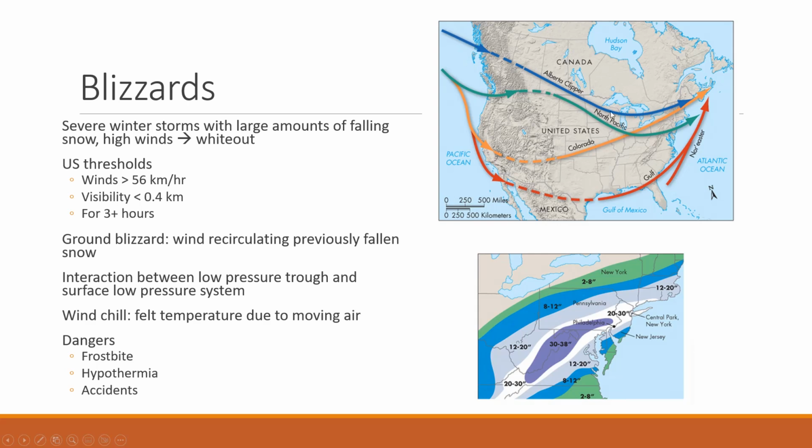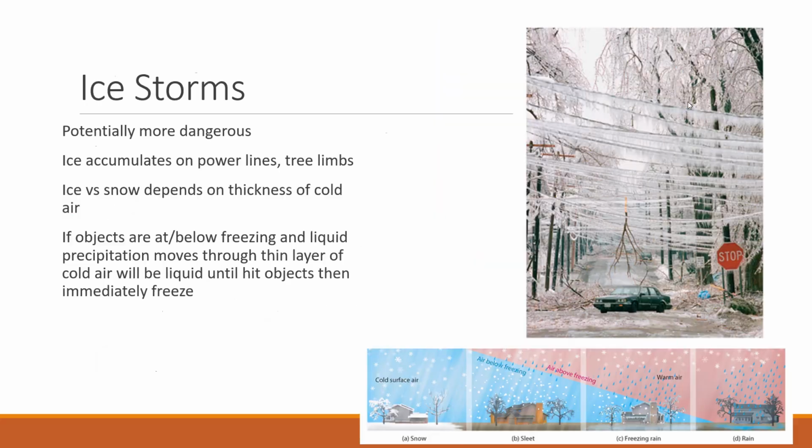But we do have some general names for storms that follow the same pathway. So a nor'easter is a particular storm that follows this pathway. The Alberta Clipper kind of follows this pathway. These don't get individual names typically, unless it's a very, very severe storm.